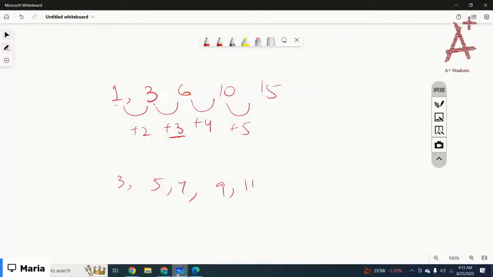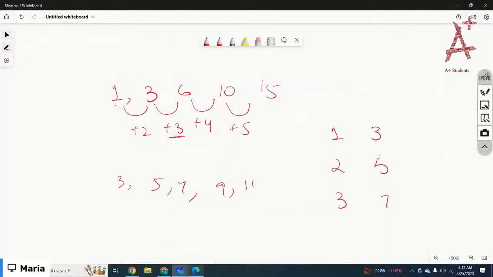Okay, for this one, the first term is 3. For the second term, you have to add 2. So 3 plus 2 makes 5. Then for the third term, it is 7. So basically, you have to show the counters. For the fourth term, you have to add 7 plus 2, 9. You have to add 5 plus 2. You have to add 7 plus 2, like this, right?